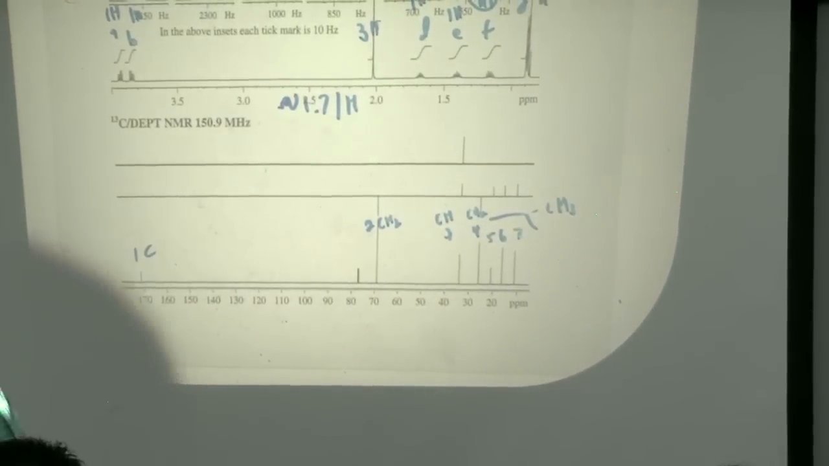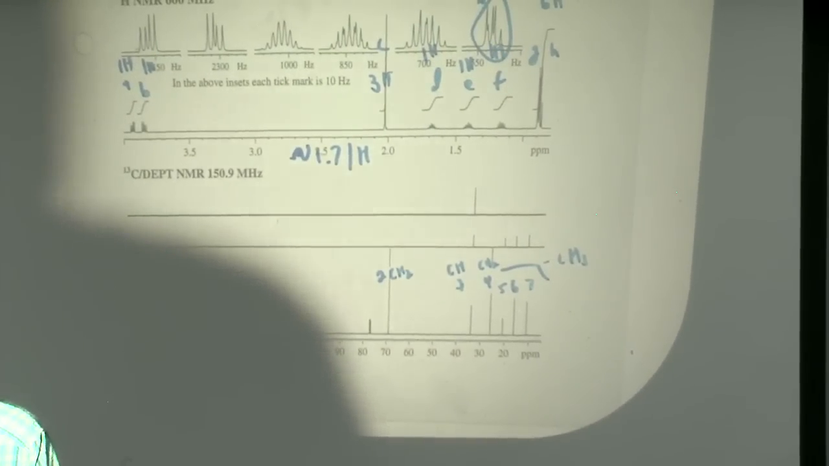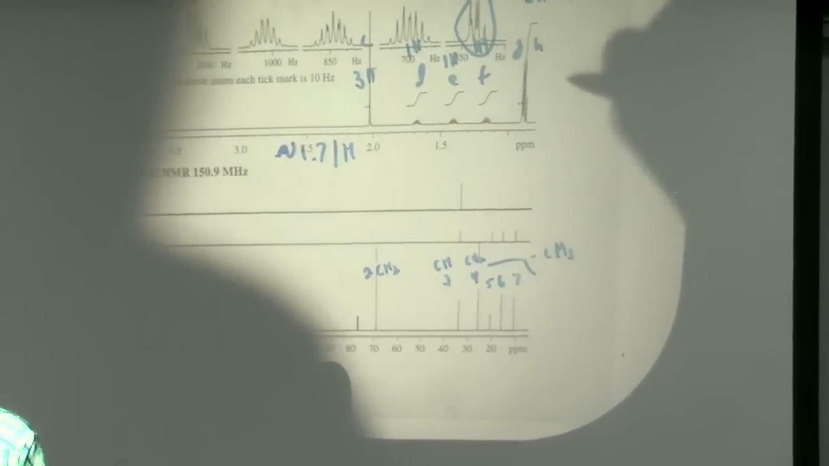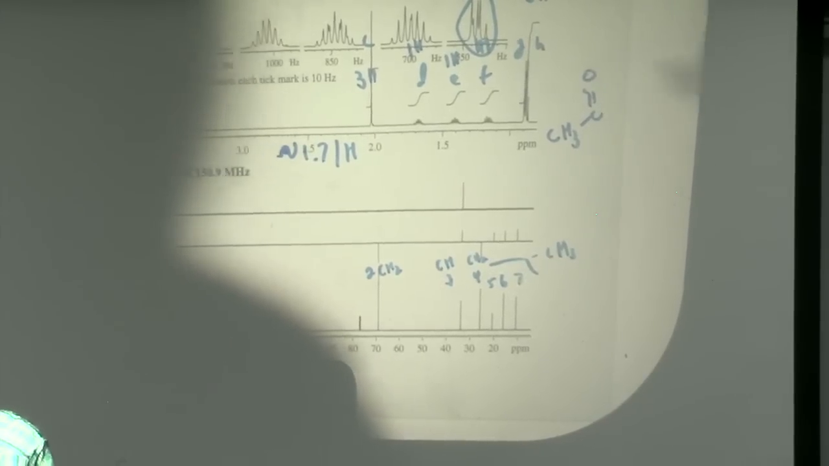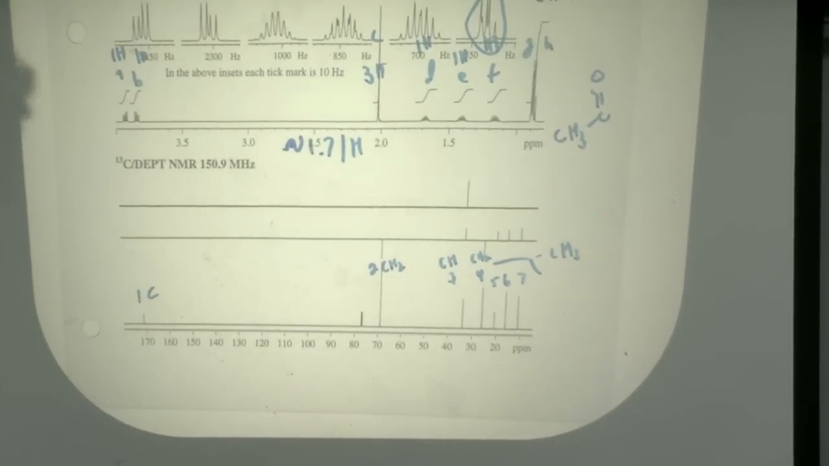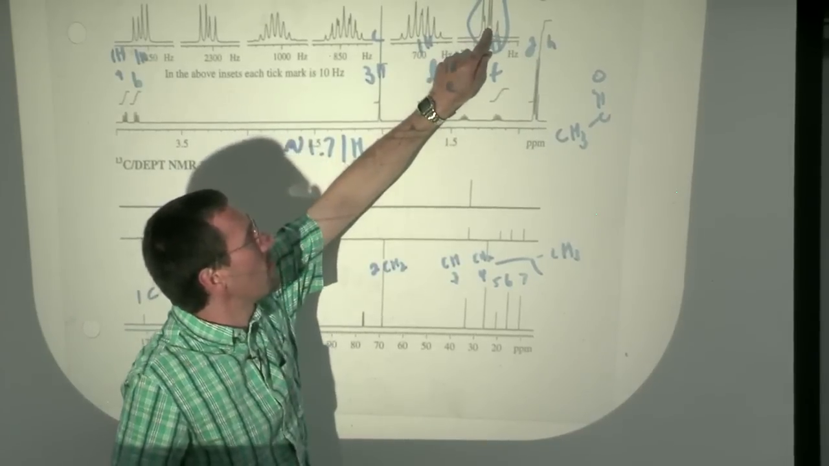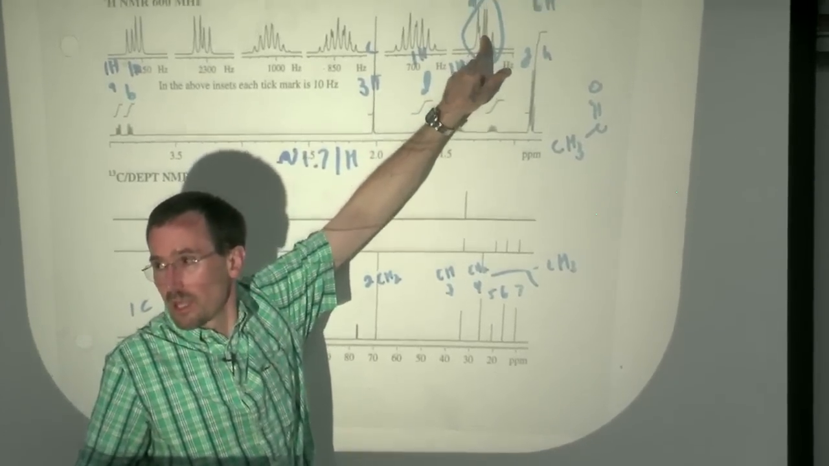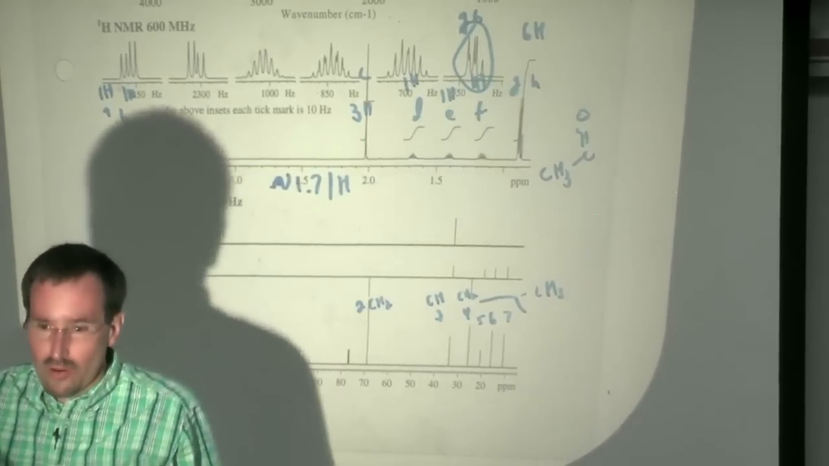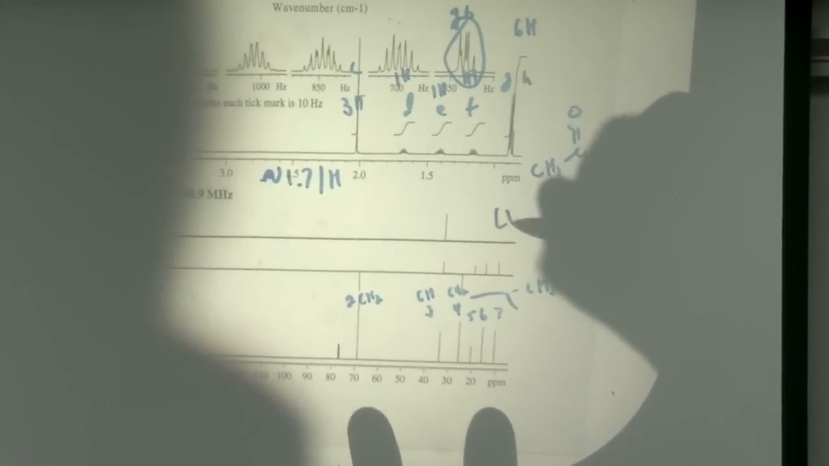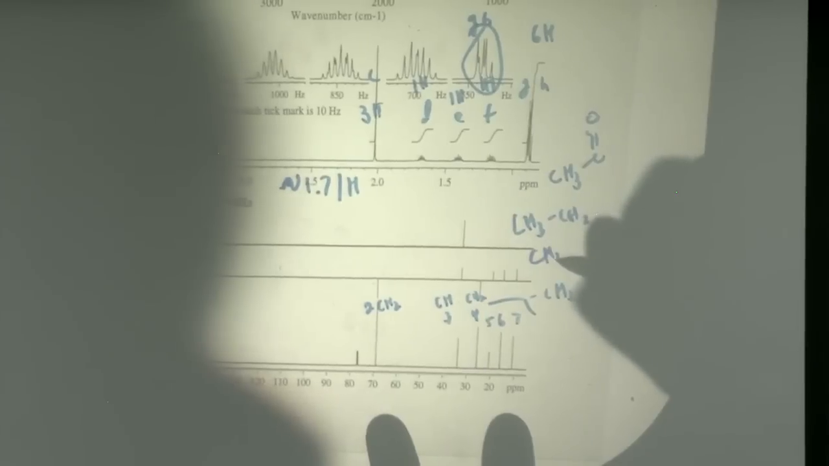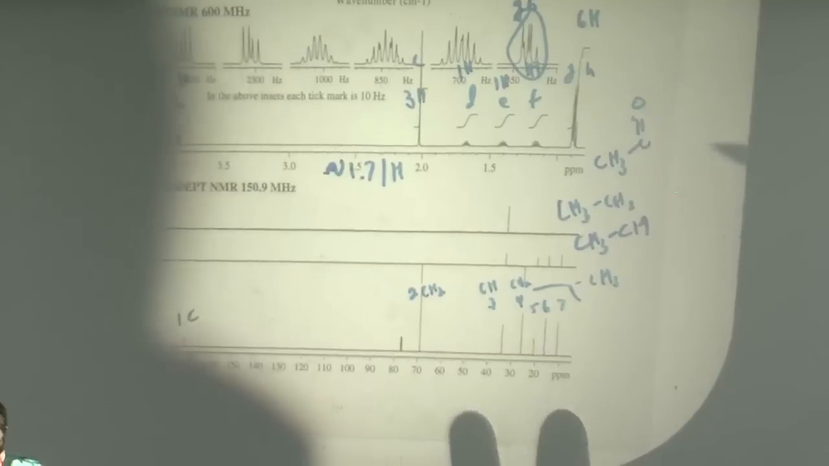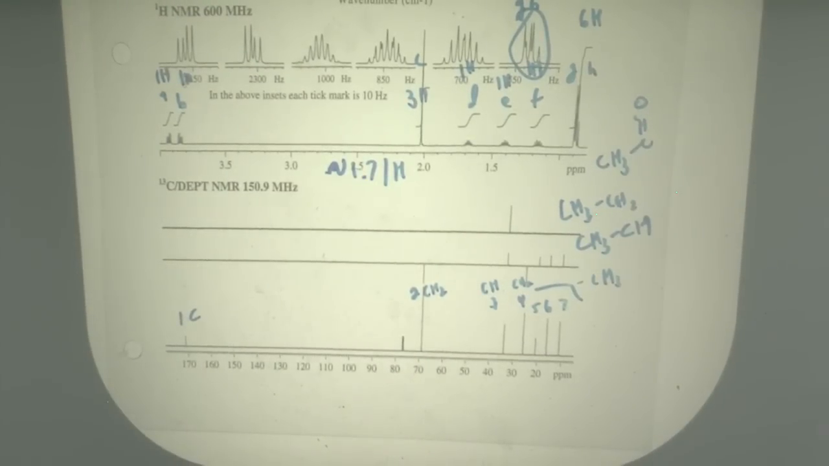Usually at this point, I sort of jot some ideas down as fragments. I see I have a methyl group at 2, maybe indicative of CH3 next to a carbonyl. It looks like I have two methyl groups here. One of them's a triplet. One of them's a doublet. So if I'm just tallying up fragments, I probably have a CH3, CH2 fragment, and I probably have another CH3, CH fragment. And honestly, if you puzzled around now, you could probably put the structure together.